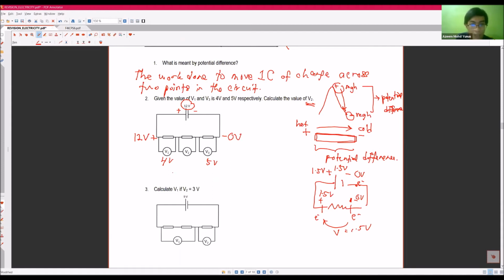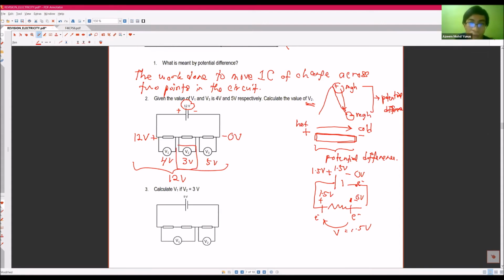So the potential difference between these 2 points, which include the three resistors, is 12 volts. 12 minus 0 is 12 volt. That means the potential differences of each resistor must contribute to 12. We already have 4 and 5, which equal 9 volts. So the remainder must be 12 minus 9, which is 3 volts. So V2 is 3 volts.